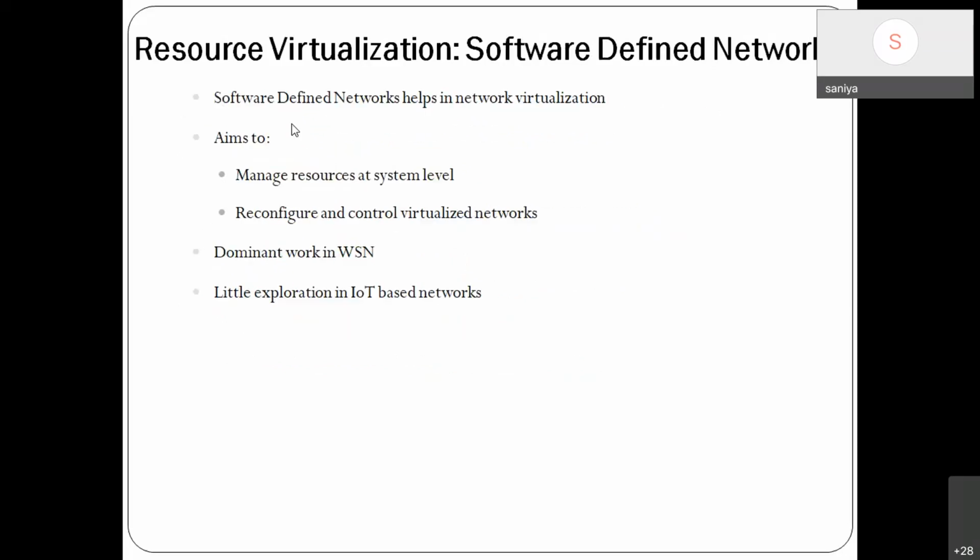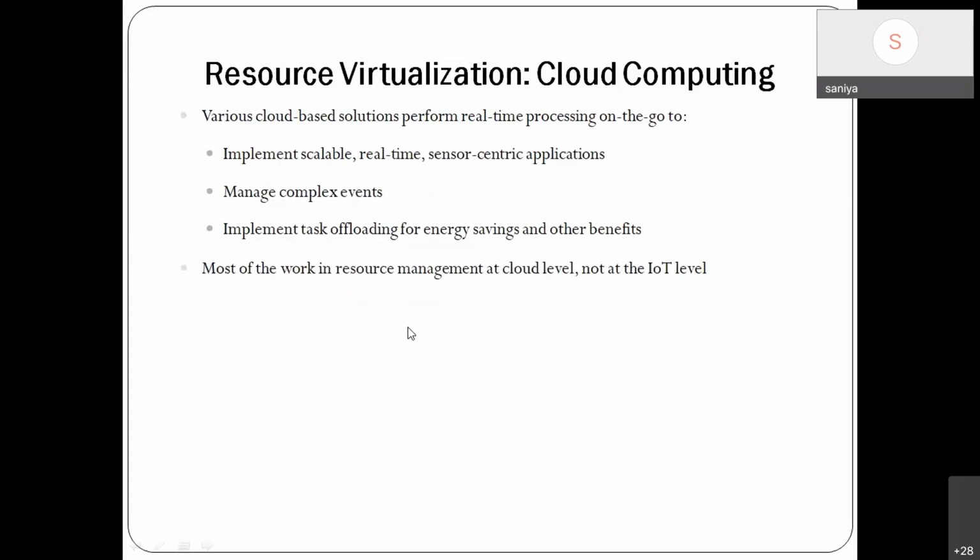How? Because WSN has collaborated with SDN. There are papers on WSN and SDN for network virtualization. It aims to manage resources at the system level, and reconfigures and controls the virtualized networks. It is very dominant in WSN. That's why I said WSN and SDN have collaborated together. There is a bulk of papers on WSN plus SDN, but there are limited papers on IoT and SDN. So one can work on that. Little exploration has been done in IoT-based networks.